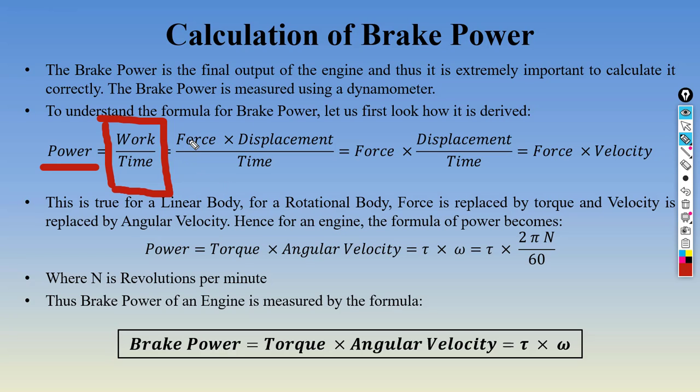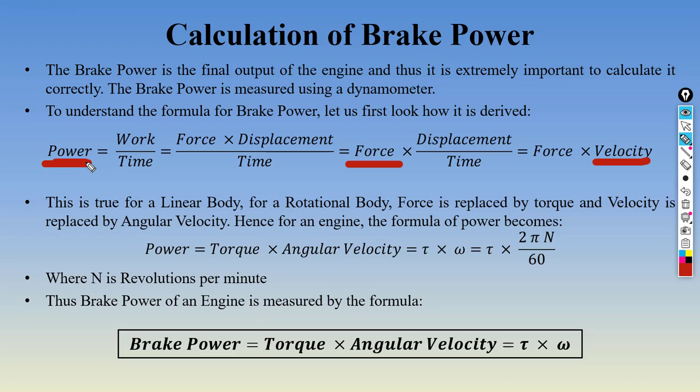What is the definition of work? Work is force into displacement. Power is work upon time, and work itself is force into displacement. So what is the definition of power? Force into displacement upon time. I can write it like this: force into displacement upon time. What is displacement upon time? Velocity.